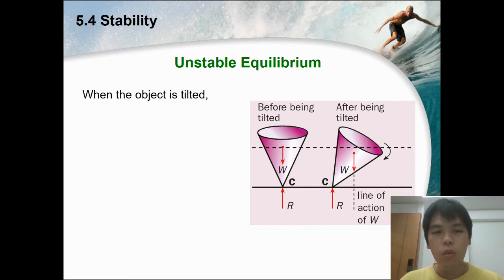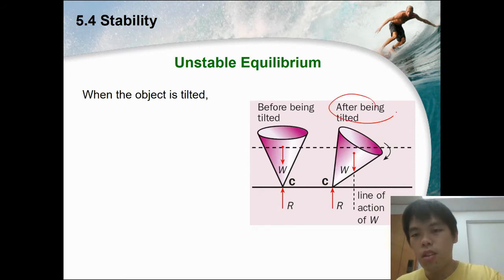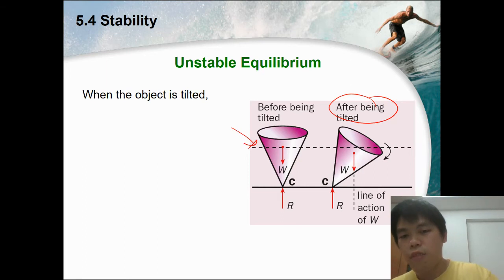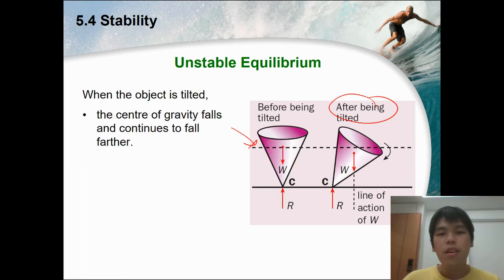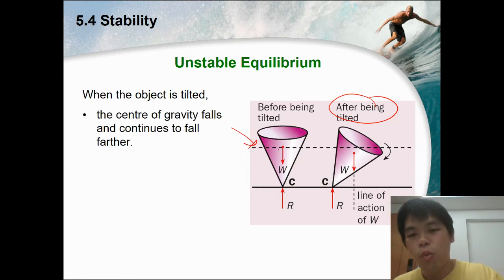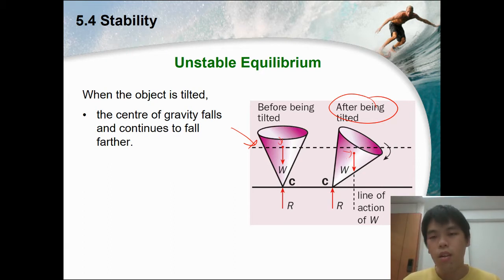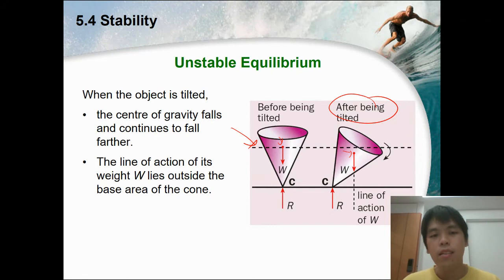Unstable equilibrium. Now when an object is tilted, take a look at this. This line here is the reference line for where the center of gravity is. The center of gravity falls. One minute it's here, after it's tilted, can you see that it has fallen down? It's no longer at the black line. So the line of action of weight lies outside the base area.